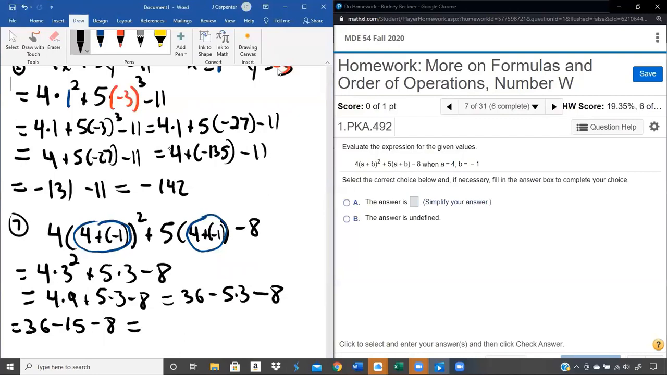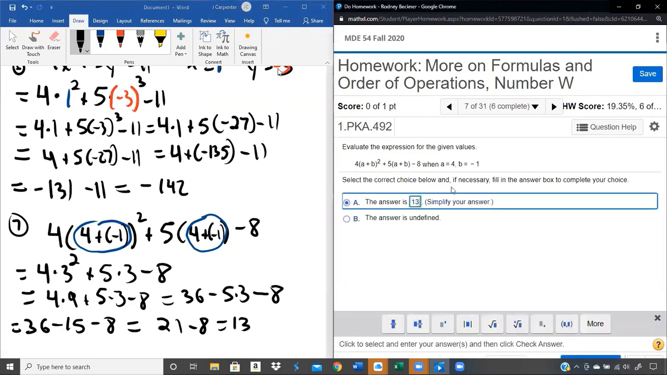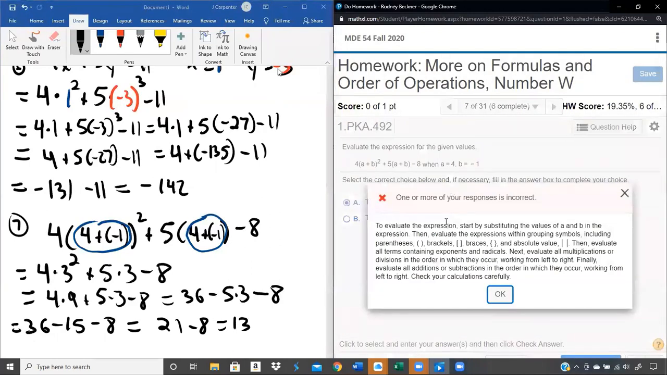2 subtractions, do them from left to right. 36 minus 15 is 21. 21 minus 8 is going to be 13. Do we trust me or not? No, we made a mistake.